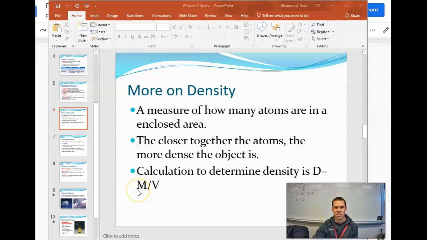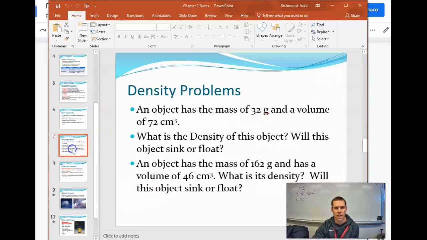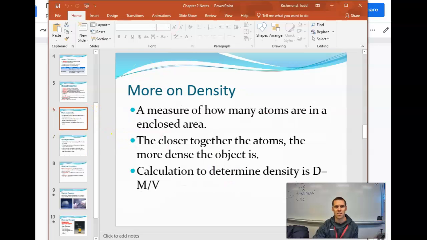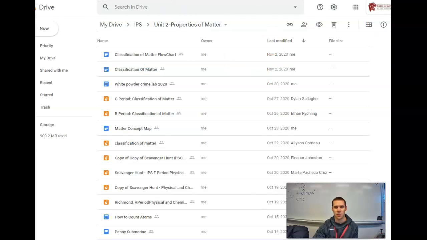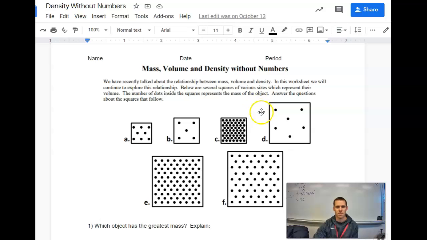We know the definition for mass. It's how many particles, how many atoms, how much stuff, how much matter that object has, and we know what volume is. That's just the amount of space an object takes up. So let's look at our next slide. I've got a couple examples for you, which we'll probably do in class, so let's not get to that right now. Let's get to your Google Doc assignment, which looks like this.